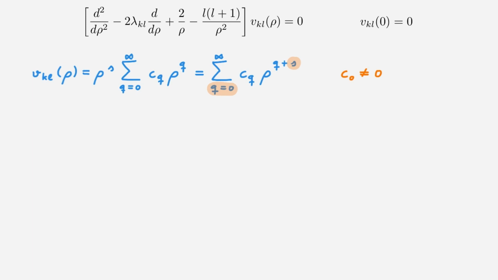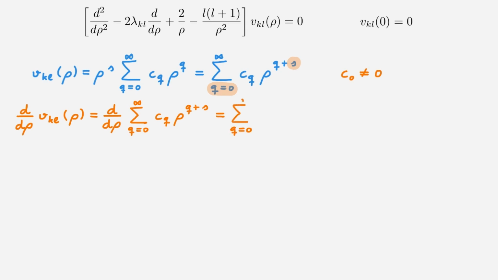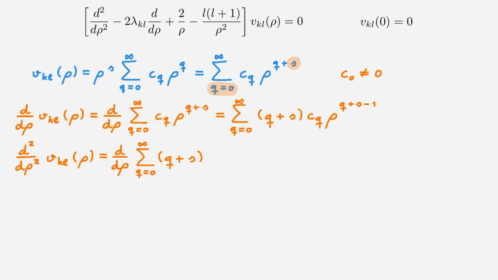Let's first look at the derivative terms. For the first derivative of v, we can rewrite it as the derivative of the power series, and as the derivative is a linear operation, we can simply calculate the derivative of each term in the sum to get this new sum. For the second derivative of v, we have that it is equal to the first derivative of this expression we've just derived, and we again evaluate the derivatives of each term in this series to get this other series.